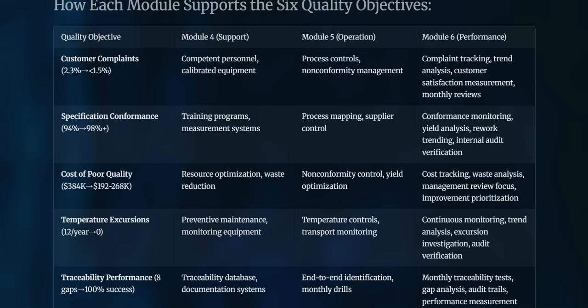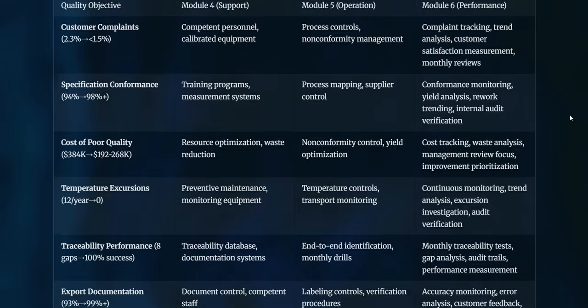Our fifth quality objective is traceability performance, with our target to eliminate the 8 gaps we had in the previous year and ensure 100% traceability success. From Module 4 support, we have the traceability database and documentation system. From Module 5 operations, we have end-to-end identification and monthly reviews. And today in Module 6 performance, we will have monthly traceability tests, gap analysis, audit trails, and performance measurement.